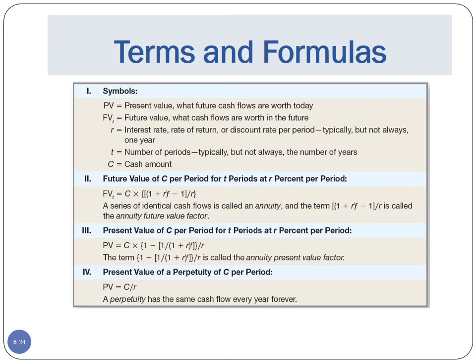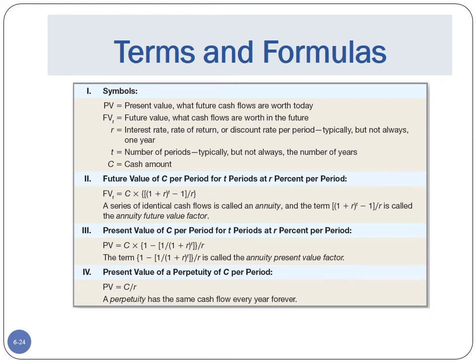So the terms and formulas for this chapter: PV equals present value, what future cash flows are worth today. Again, future value is what cash flows are worth in the future. R is the interest rate, rate of return, or discount rate per period. Periods are normally 1 year, and T is the number of periods, normally number of years, and C is the cash amount. The future value of C per period for T periods at R% per period.